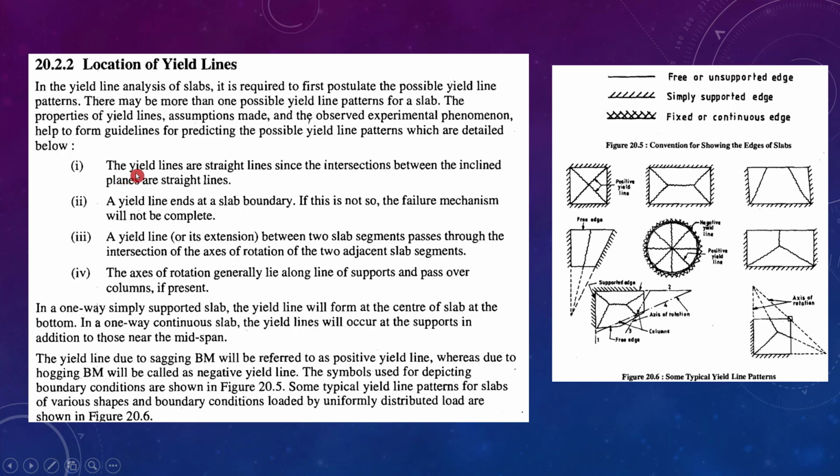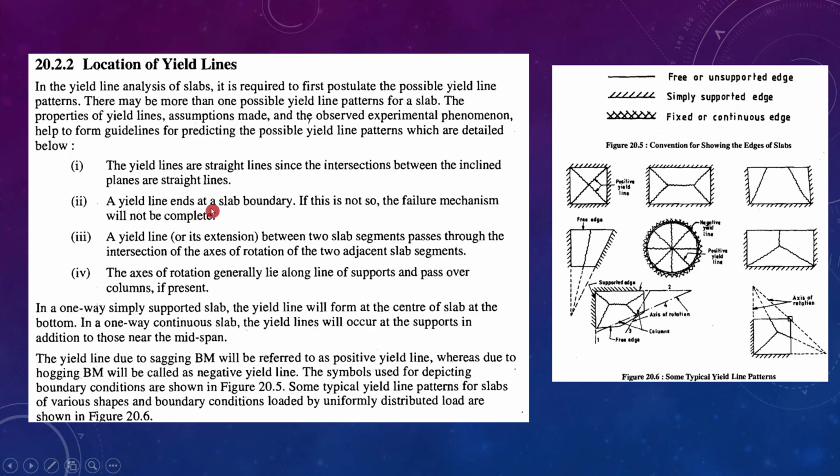The yield lines are always straight lines. So every single yield line, this is a straight line, this is a straight line. All the yield lines are straight lines since the intersections between the inclined planes are straight lines. So all individual yield lines will be straight lines.